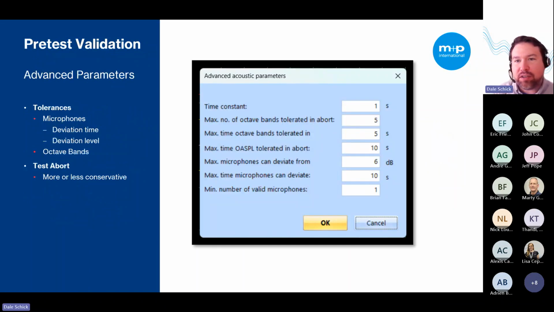Additionally, there's tolerance conditions that allow a test to continue from within the software. There's tolerances for microphones, octave bands, and overall sound pressure level, and those can help ensure that the test is viable before the test article is even introduced. Some of these test specifications, the test specifications from the launch manufacturers, might actually have requirements for these parameters, so be on the lookout for those as well.